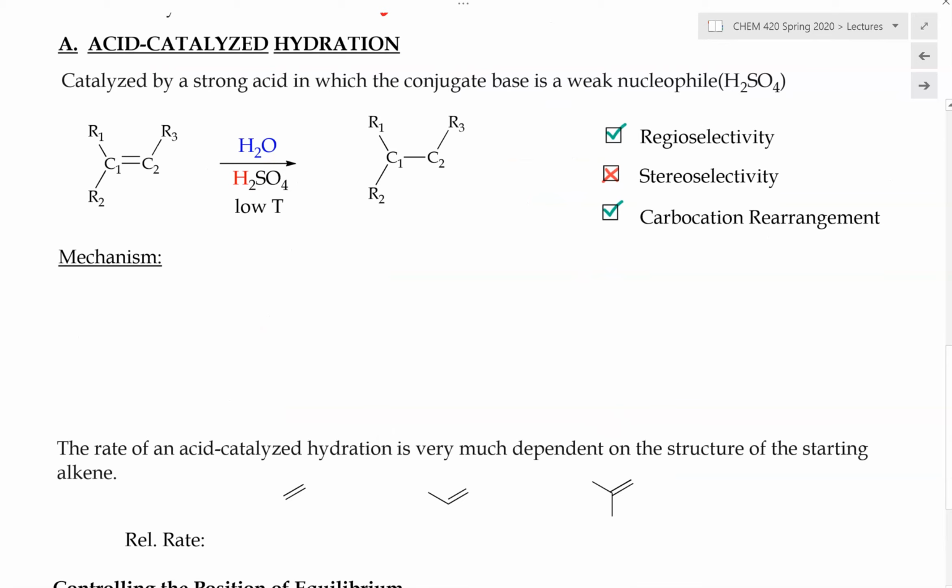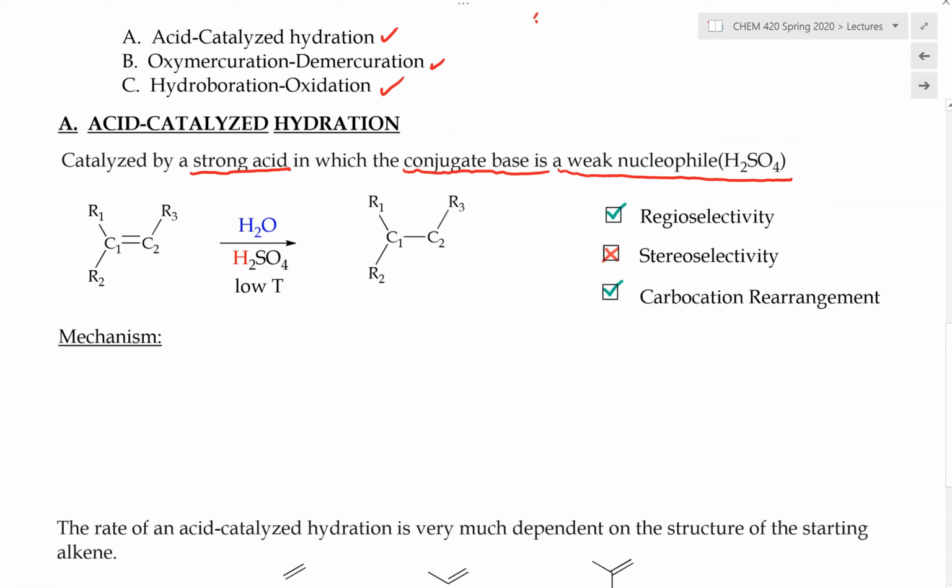First, acid-catalyzed hydration. This is the type of reaction where a strong acid is used to catalyze the reaction. It's not just any strong acid, but it has to be a strong acid whose conjugate base is a weak nucleophile. This makes the binary acids not fall in this list, because their conjugate bases are the halides, for example chloride and iodide, which are good nucleophiles. Therefore HCl, HBr, or HI would not be the strong acid that we can use in this case.